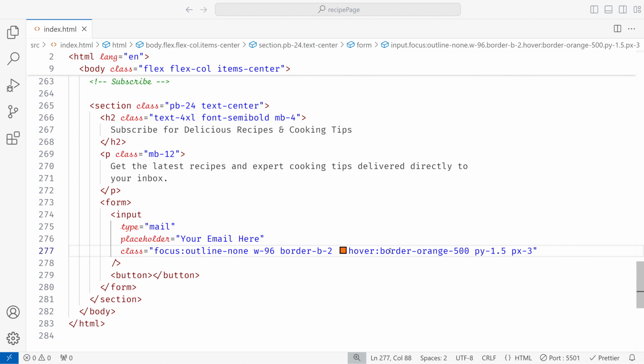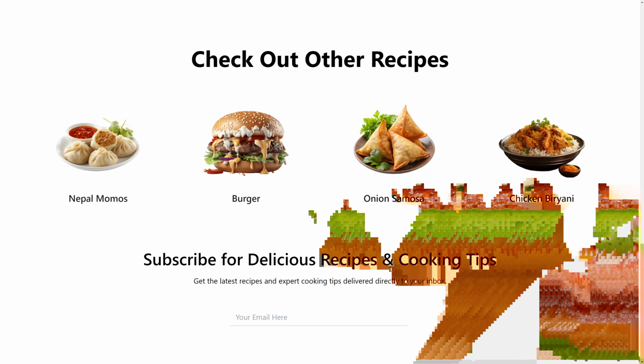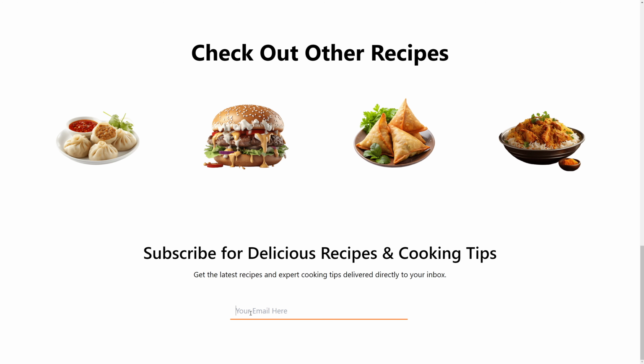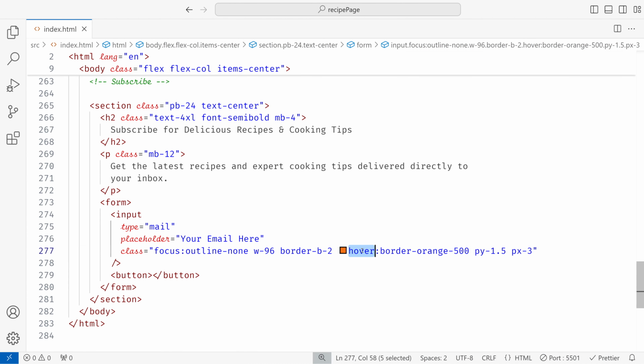Let's save it. So this is how it looks. The text is centered, and when you click on this, you can see that there is a border in the bottom. Why is it coming on hover? Okay, instead of focus I wrote hover, so yeah, it should be focus.